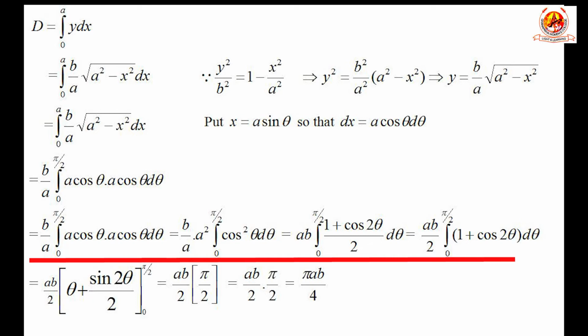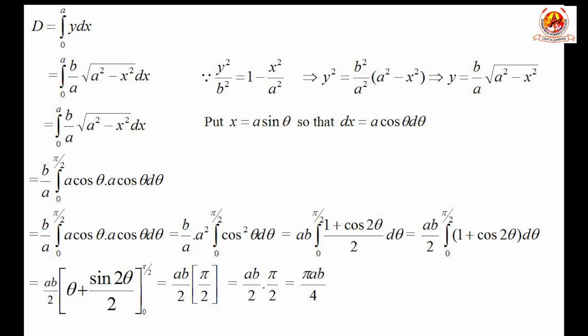Then this is equal to ab by 2 integration from 0 to pi by 2 of 1 plus cos of twice theta d theta. From here if you integrate, then this becomes ab by 2 times theta plus sine twice theta by 2. The integration of cos twice theta is nothing but sine twice theta by 2, and the limit is taken from 0 to pi by 2.